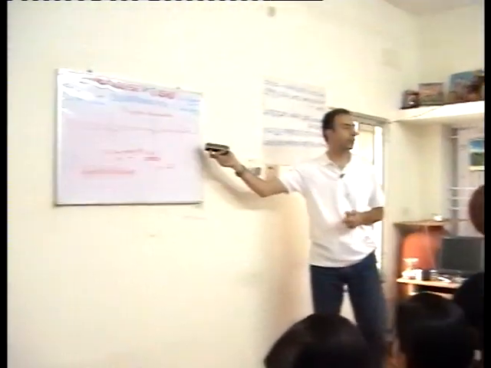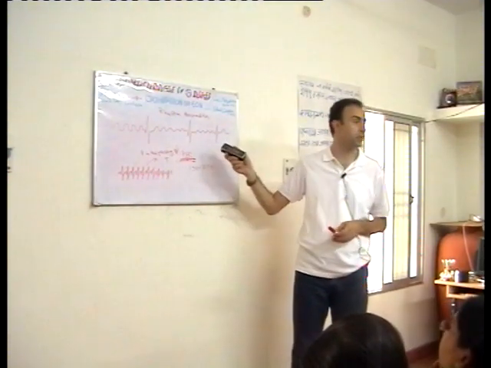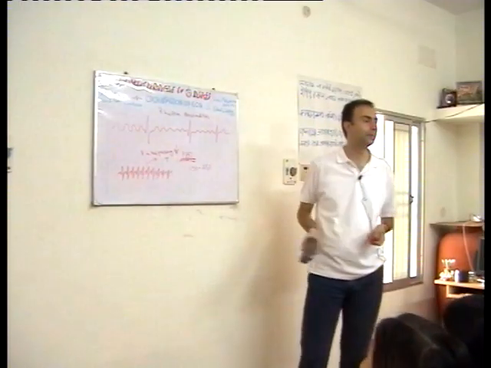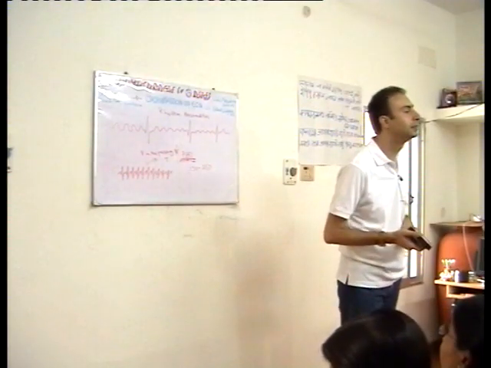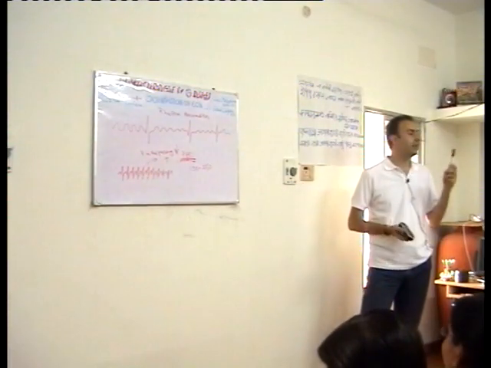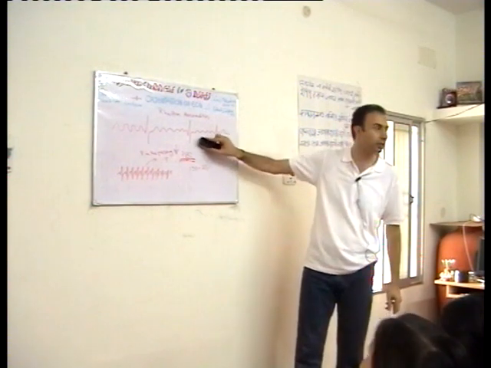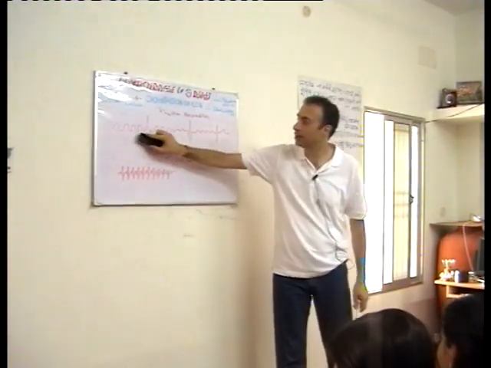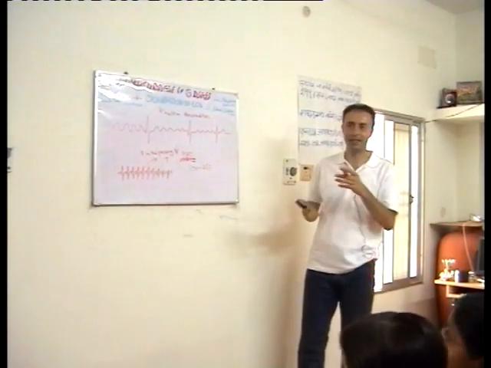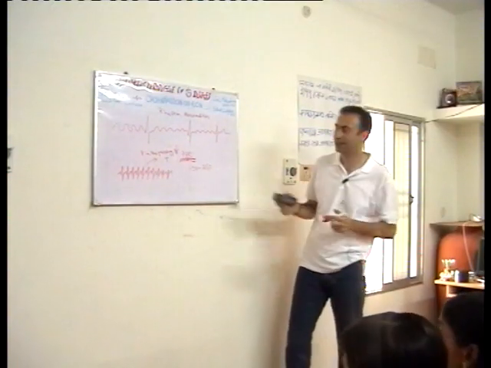This is another rhythm abnormality, and it is a dangerous one also. Can you tell me what it is? Atrial flutter. Very good. It has a very unique feature. You see that these are sawtooth, like a sawtooth.